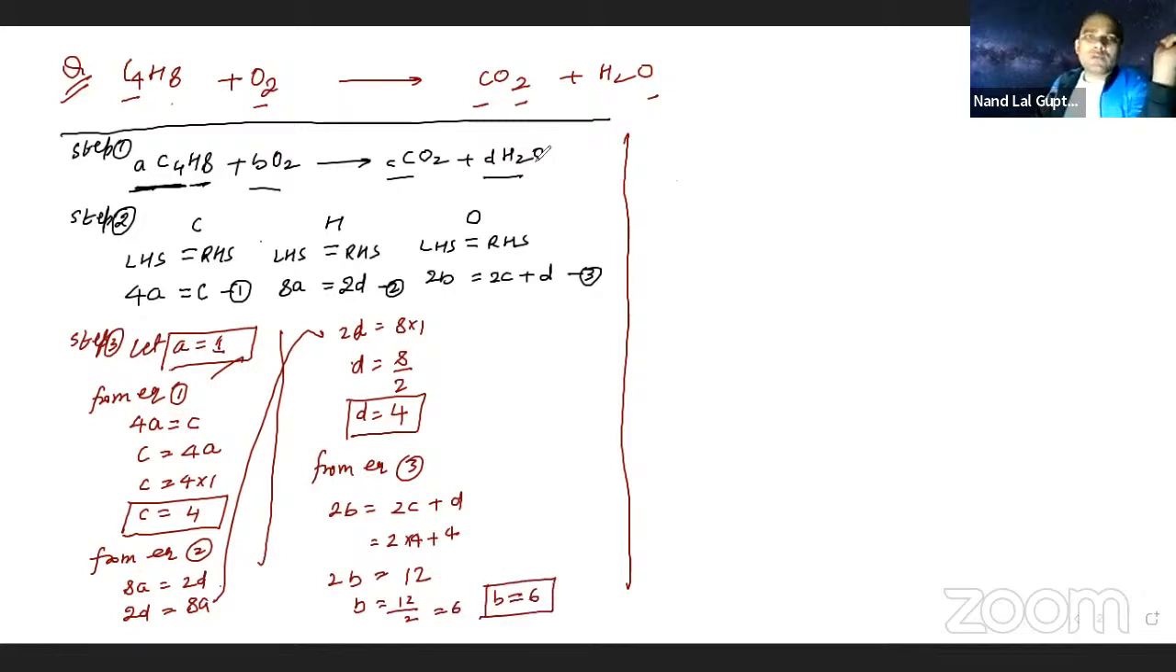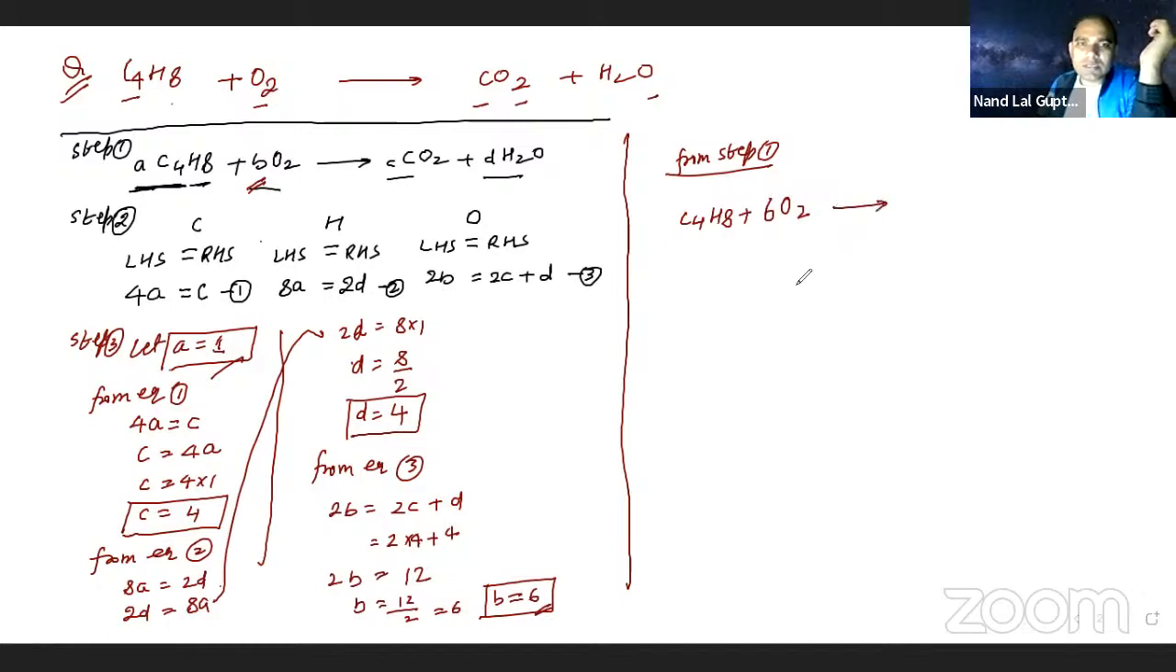Now you have to put the values of A, B, C, D in step number 1. So from step 1, you are putting the values, students. A value is 1, so C4H8 as it is. O2 value, so B O2 is there now. So B value you found out. How much is the B value? 6. So here we are mentioning 6.